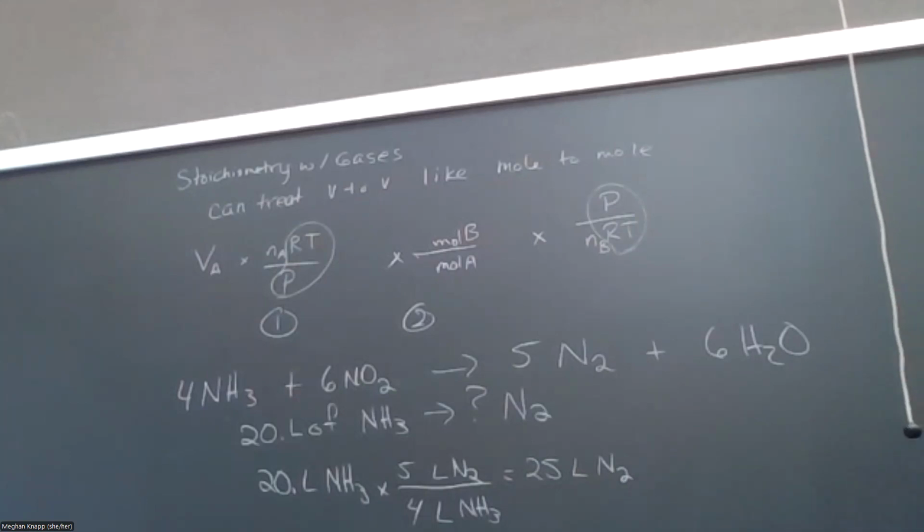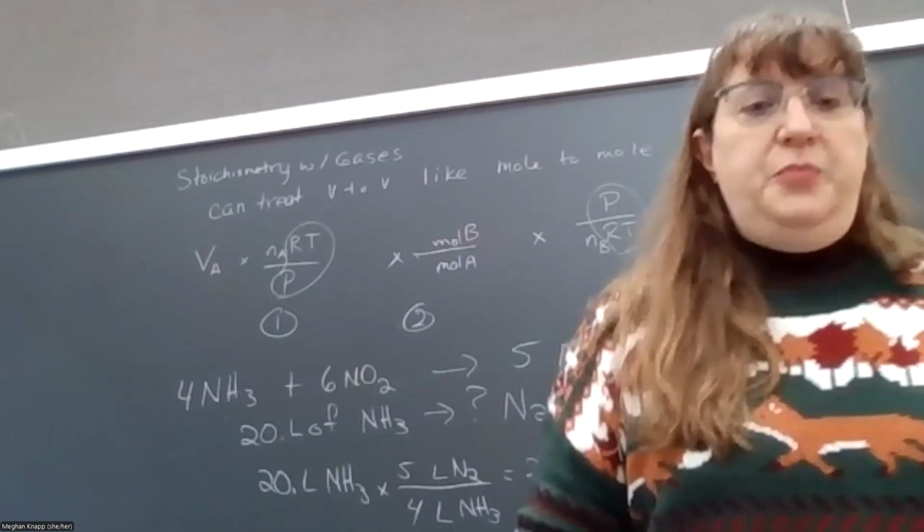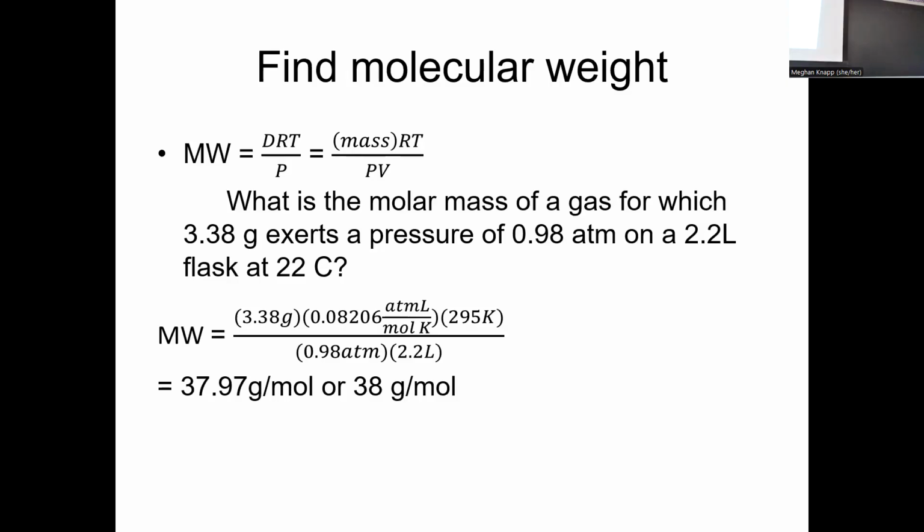Okay, if we are doing other kinds of stoichiometry, then we have to go through using PV equal nRT. So if our pressure is changing or if we're starting from a pressure, then we have to look at those other things. All right, let's look at a little bit of stoichiometry.